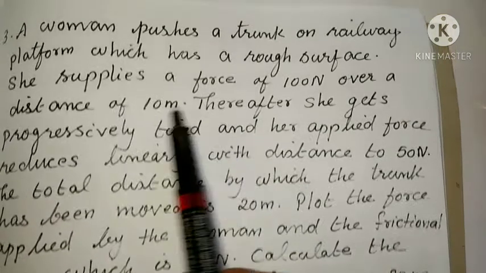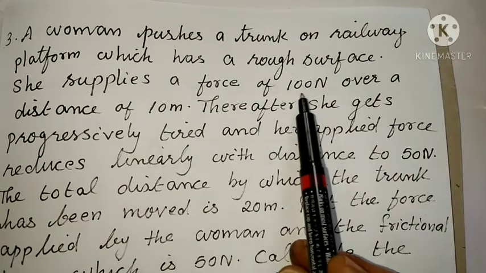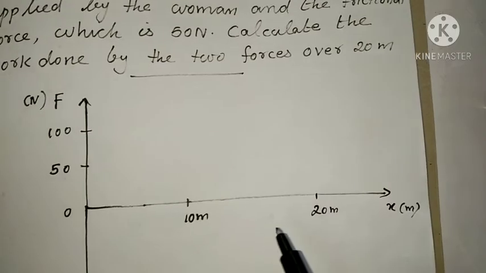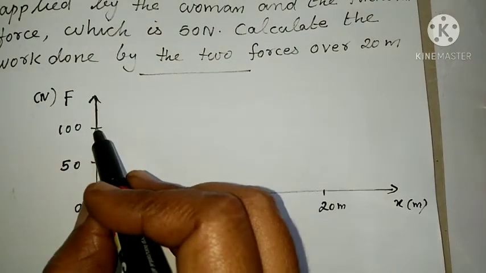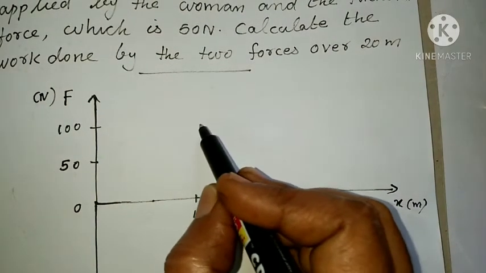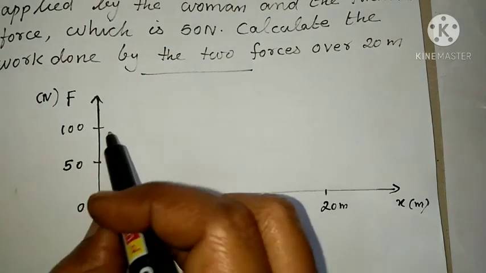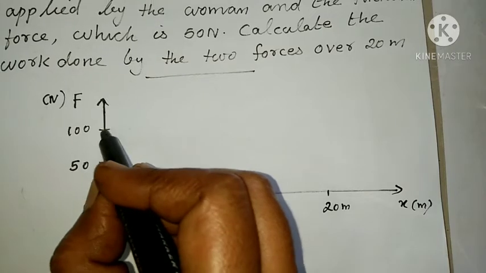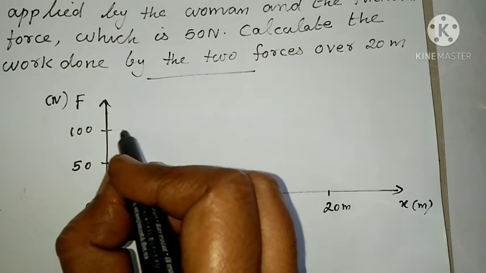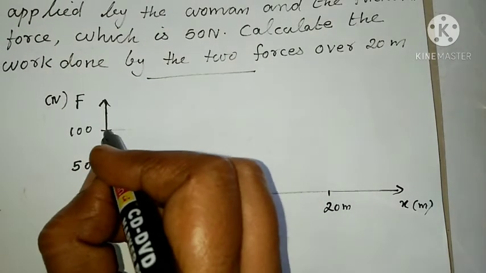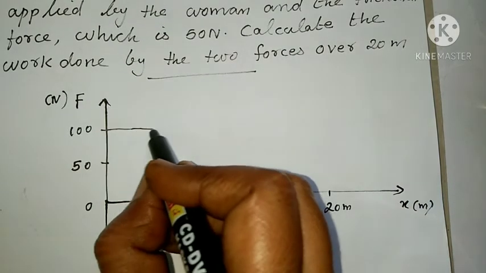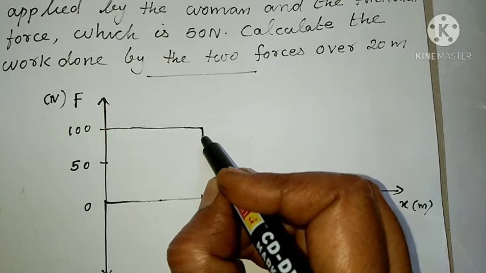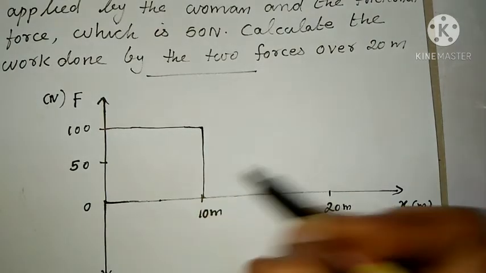What is the first case? She supplies a force of 100 Newton over a distance of 10 meter. So how can you draw here? She supplies a force of 100 Newton over a distance of 10 meter. Clear? So we can draw like this, isn't it? 100 Newton over a distance of 10 meter.